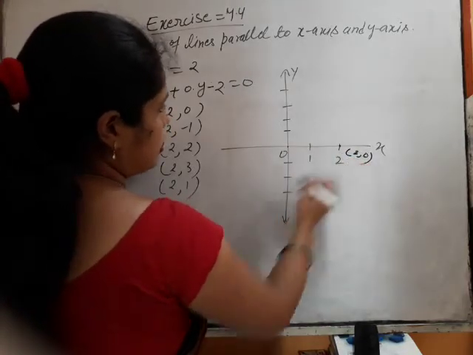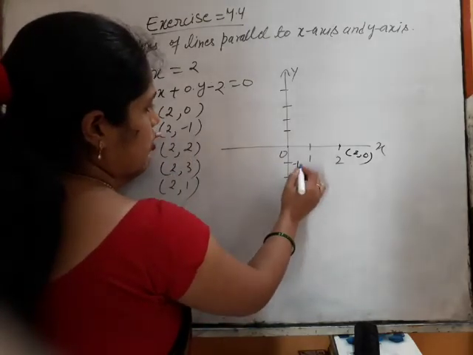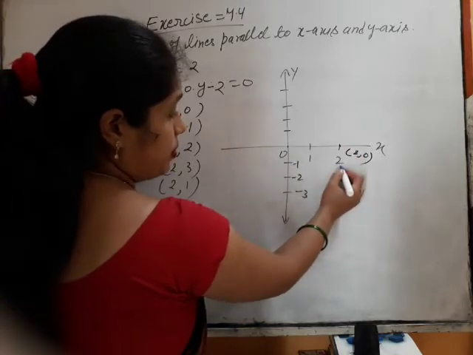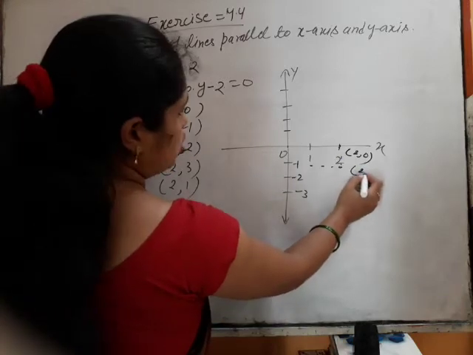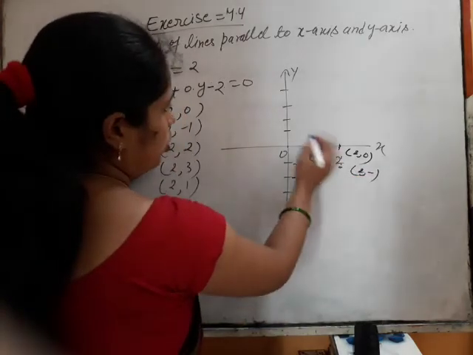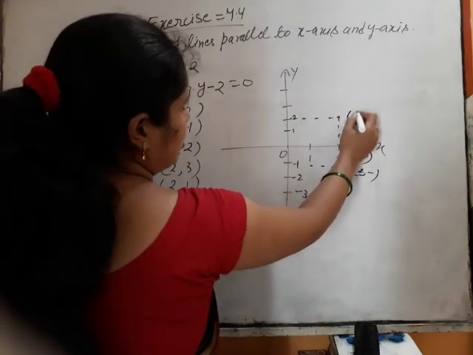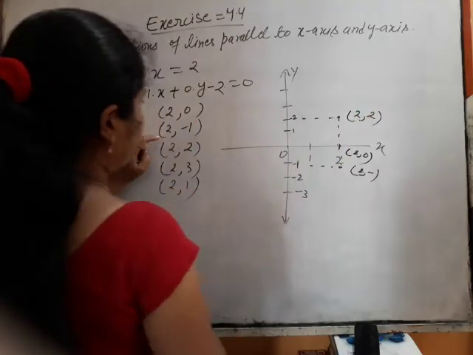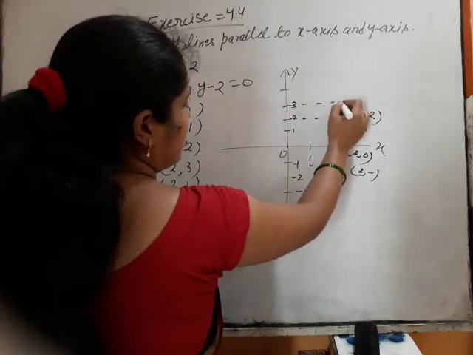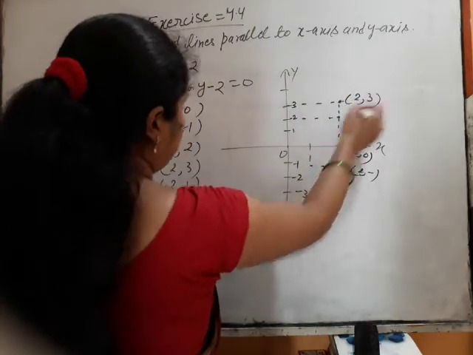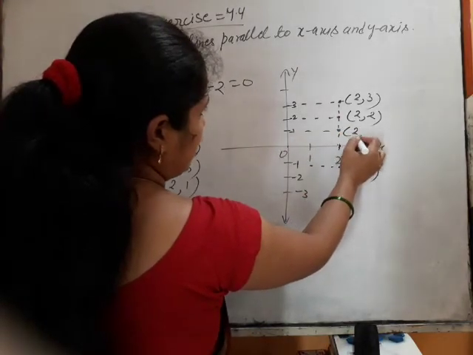Now x equals -1 is here, -2, -3. So when we draw the perpendiculars, somehow here we will get the coordinates 2 and -1. Then 2 and 2, here. Then 2 and 3, so here 2 and 3. Then 2 and 1, so on this point we will get 2 and 1.